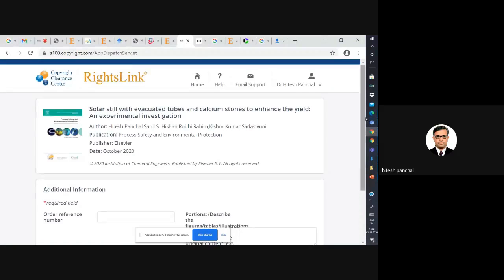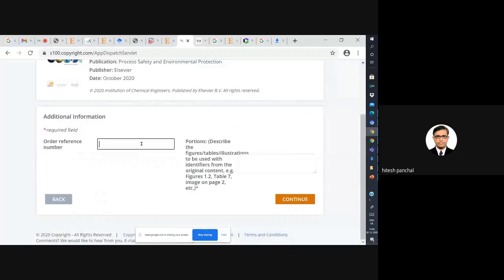Then you can see here, whatever article you are going to send to the particular journal, you must put your order reference number. Suppose 2, 3, whatever. Here my number is 2. And the portion of the figure, describe the figure. So I am going to use figure number 1, and continue.